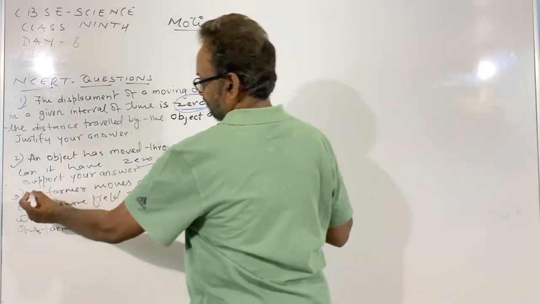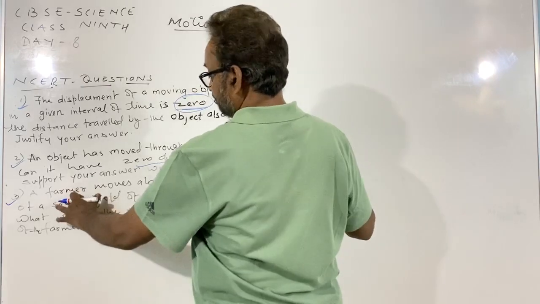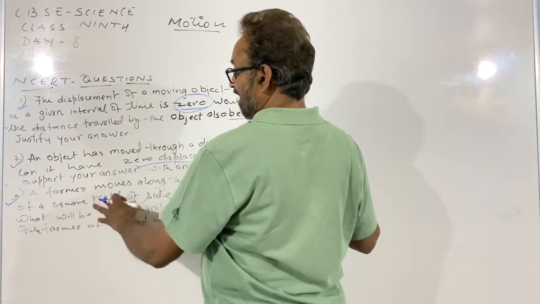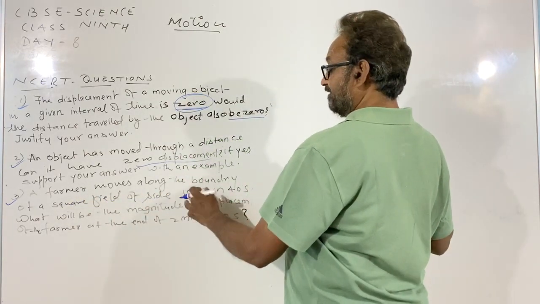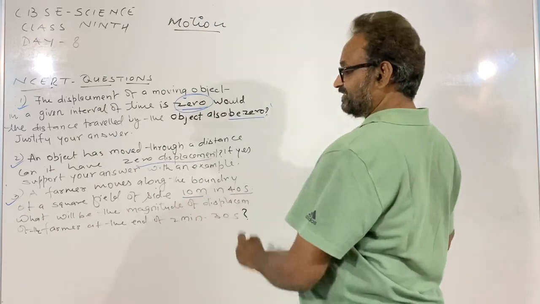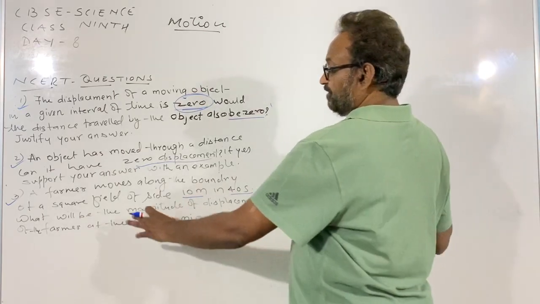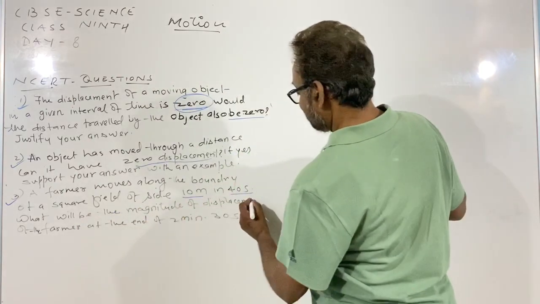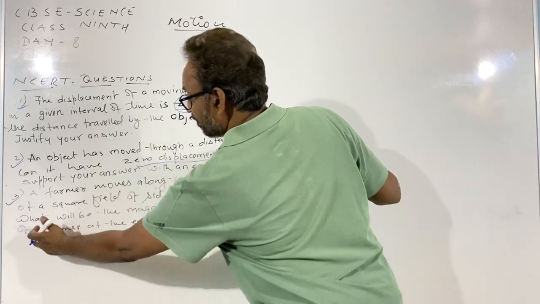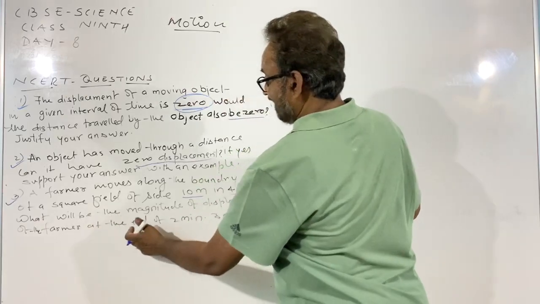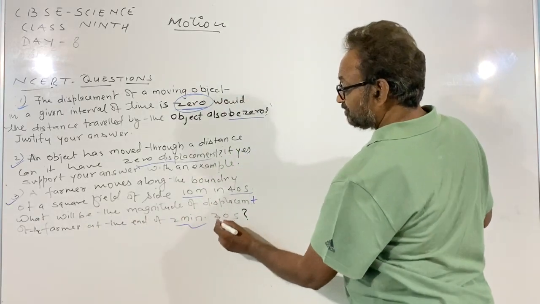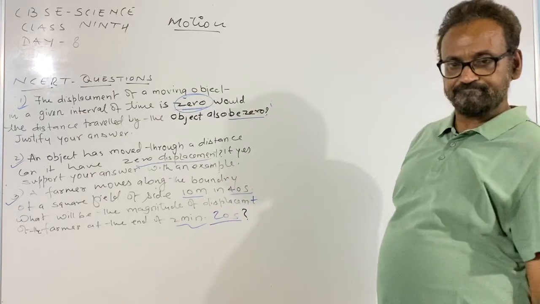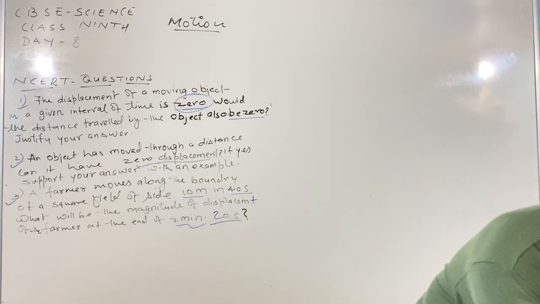Now let us take the third problem. A farmer moves along the boundary of a square field of side 10 meter in 40 seconds. What will be the magnitude of the displacement of the farmer at the end of 2 minutes and 20 seconds? Let us take this problem.